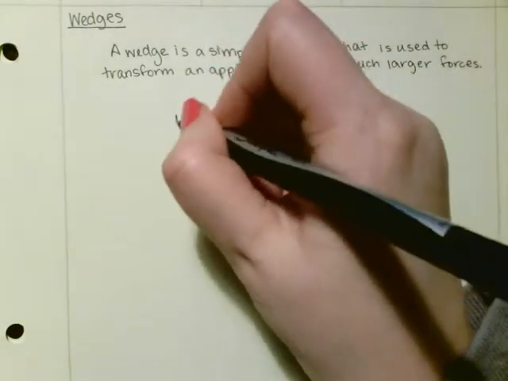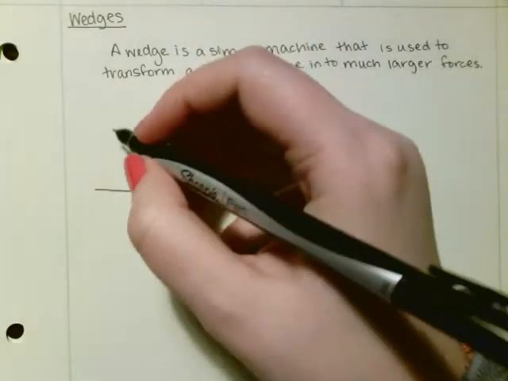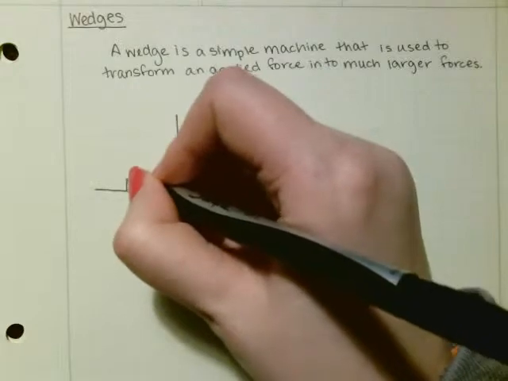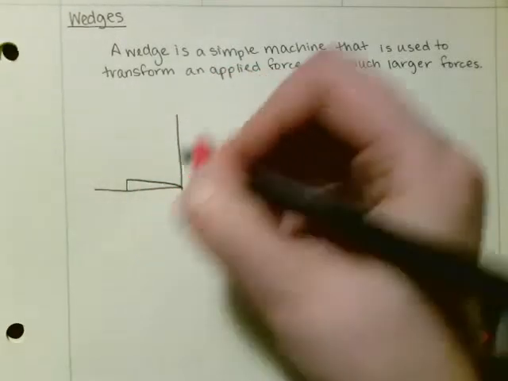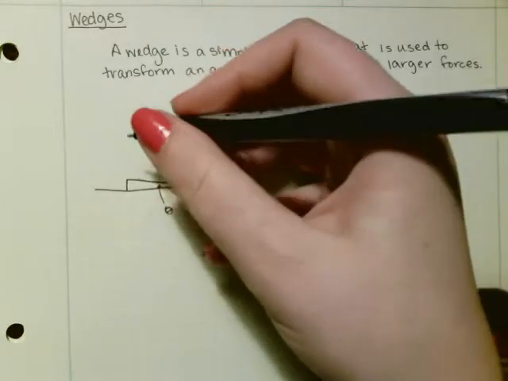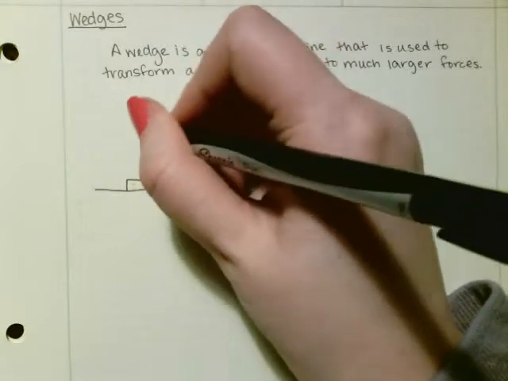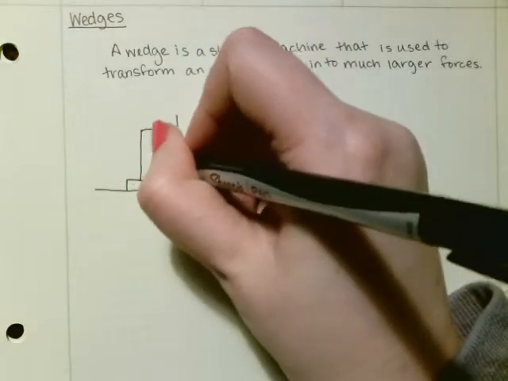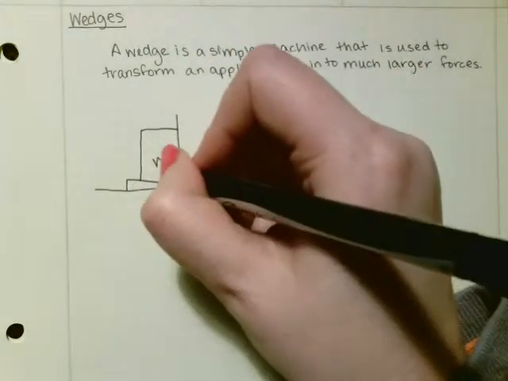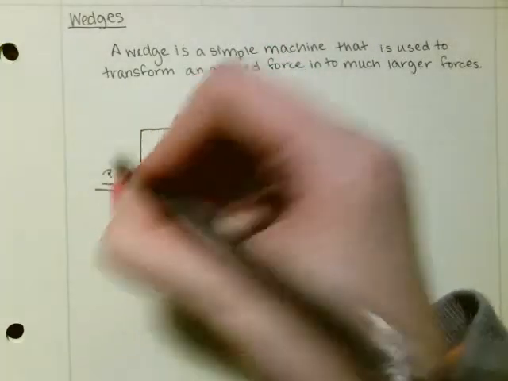So, say we had a wall. We had a wedge with angle theta. We had this large block W with weight W. And we applied a force right there, P.